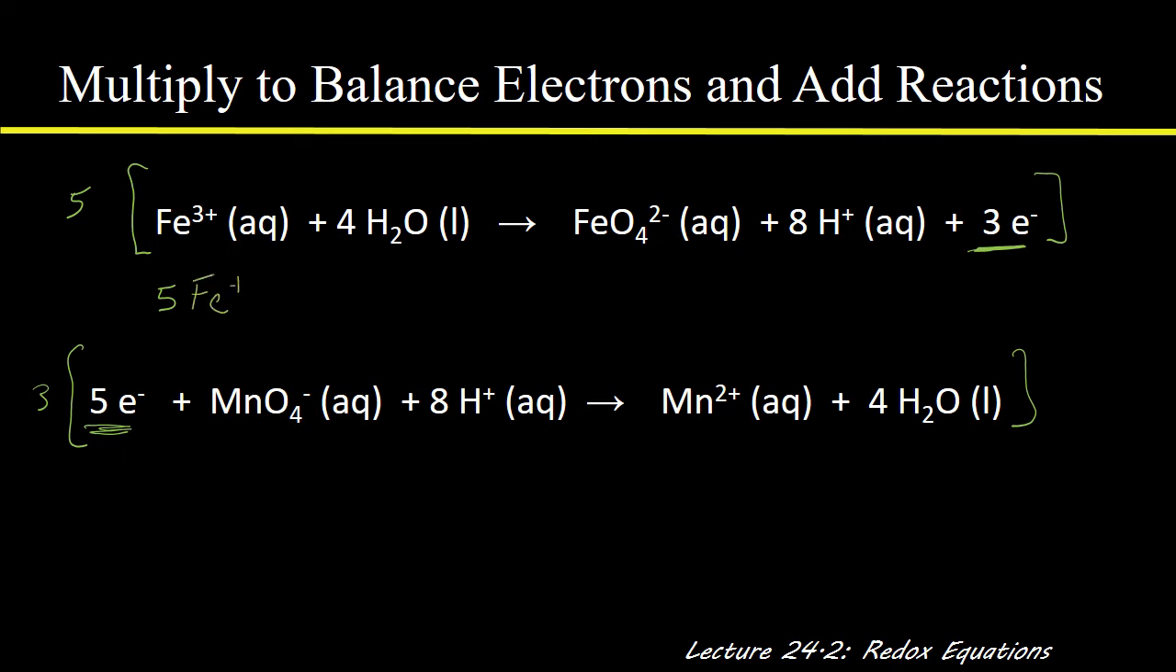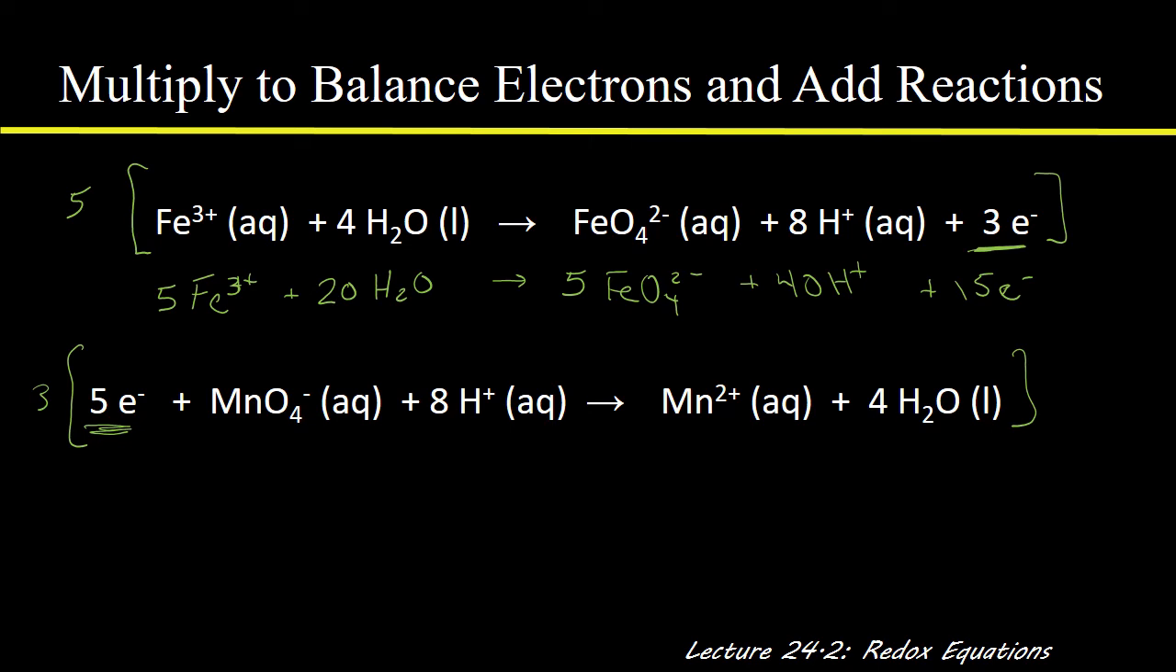We get 5 irons plus 20 waters goes to 5 ferrate ions plus, good gravy, it looks like 40 hydrogen ions plus 15 electrons. Okay.